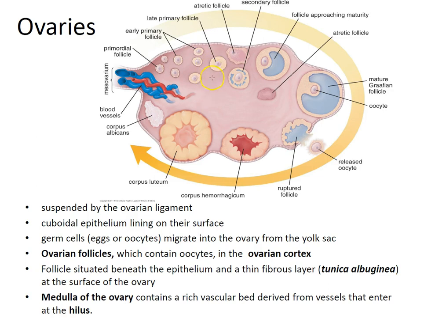This diagram also shows you stages of follicular development from the primary follicle towards the mature or Graafian follicle, as shown here by the arrow. Now, after ovulation, the changes in the follicle lead to the development of corpus haemorrhagicum, corpus luteum, and eventually corpus albicans.